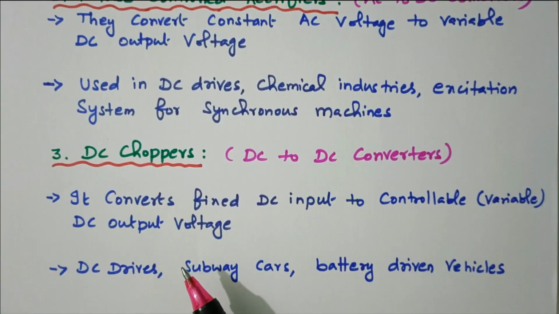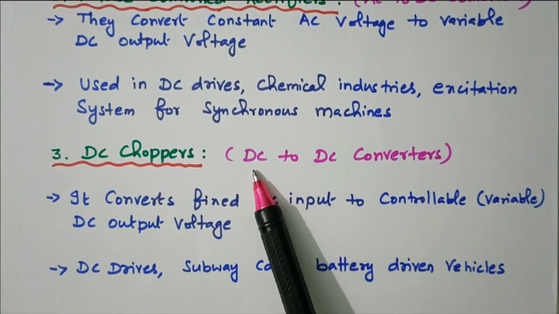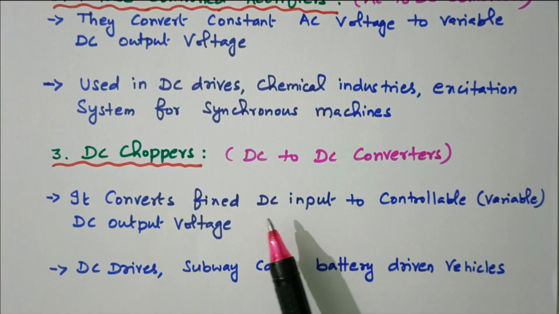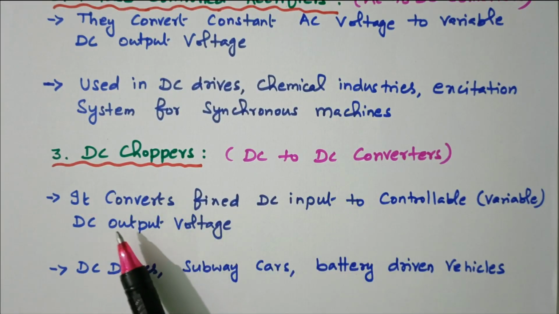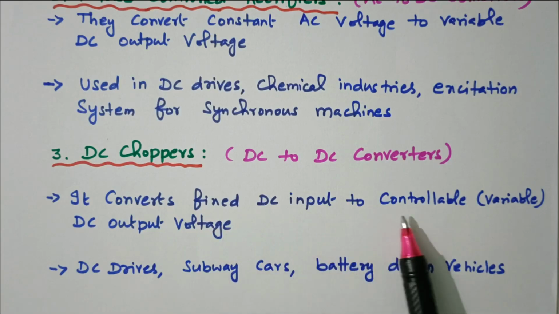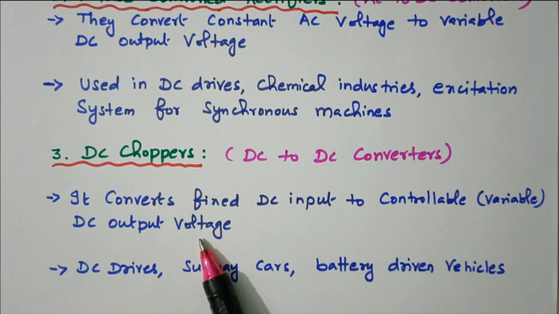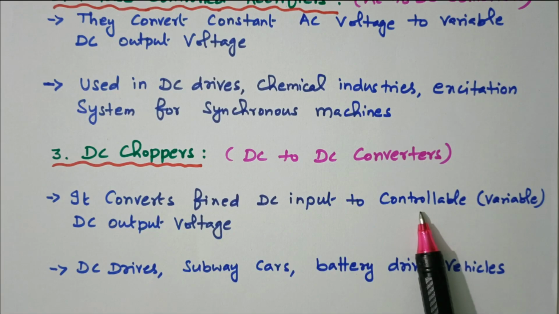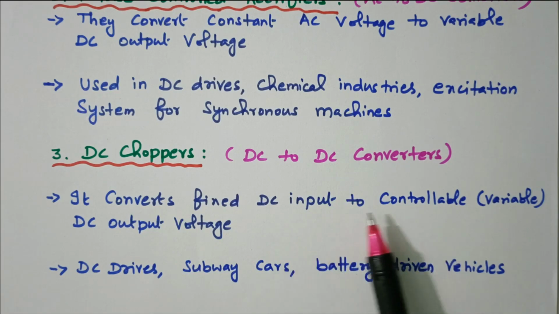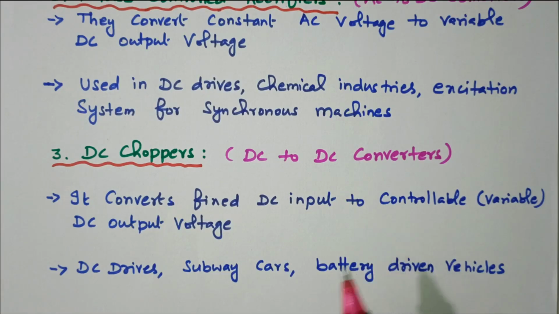Now the third one is DC to DC. Fixed DC to variable DC. That's called a DC chopper. It converts fixed DC voltage into variable DC output voltage or controllable DC output voltage. Right? DC to DC. Constant DC to variable DC. It is used in DC drives, subway cars, battery driven vehicles.